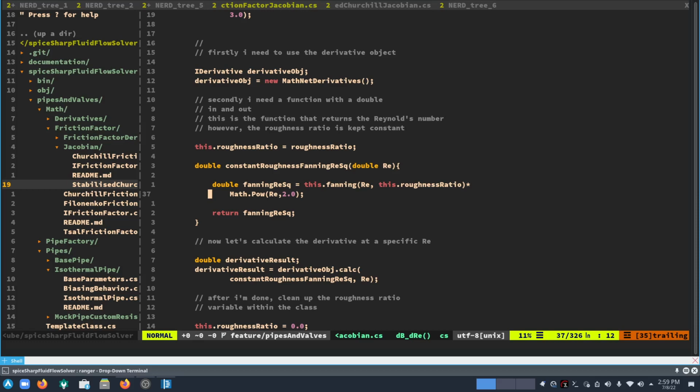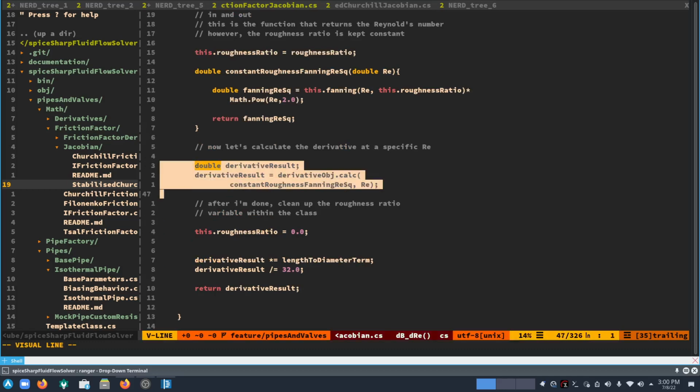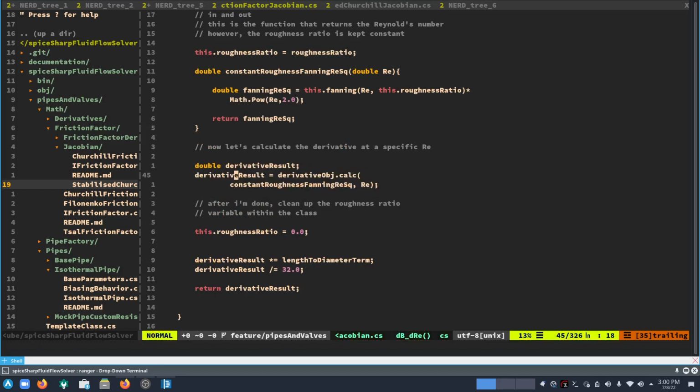This is of course the first iteration. You'll find out later that this kind of thing has a problem when I actually try to run it. But supposing things are okay, we can just calculate a derivative result right here. This is our derivative result, which uses the derivative object calculator.